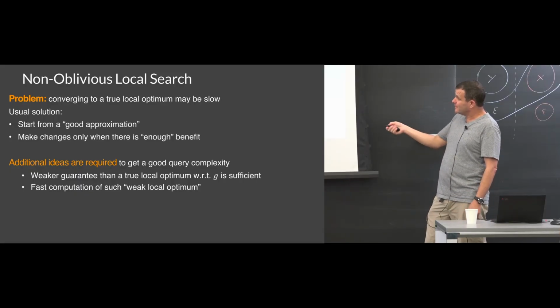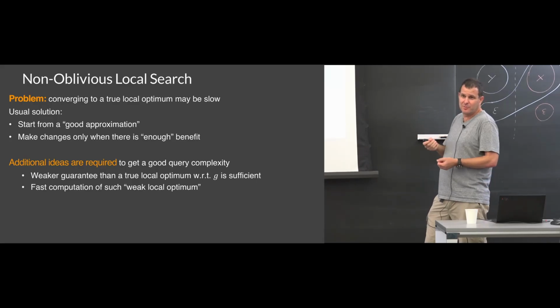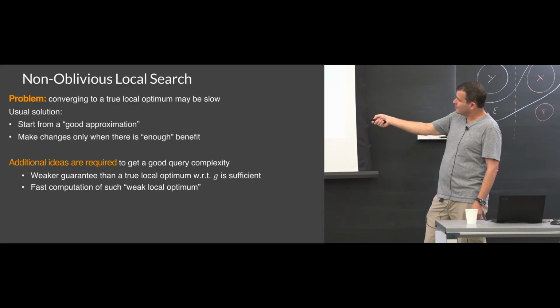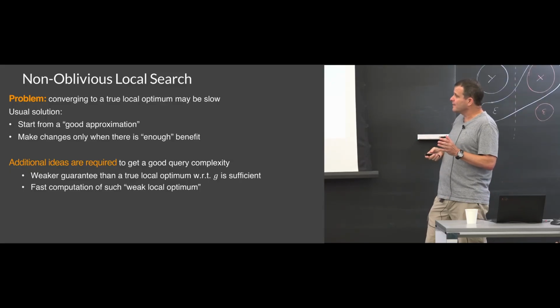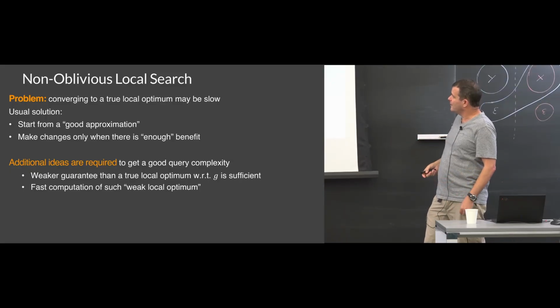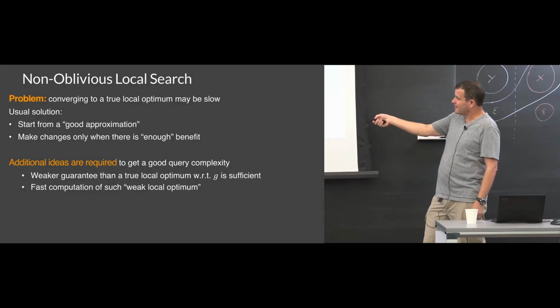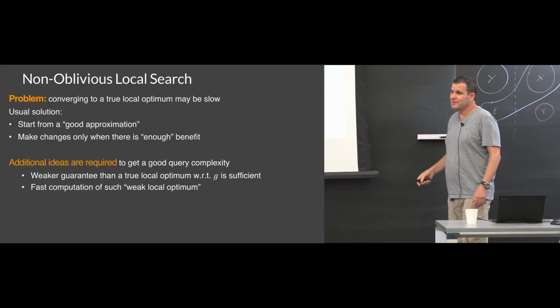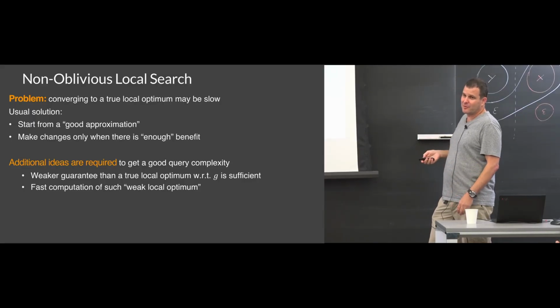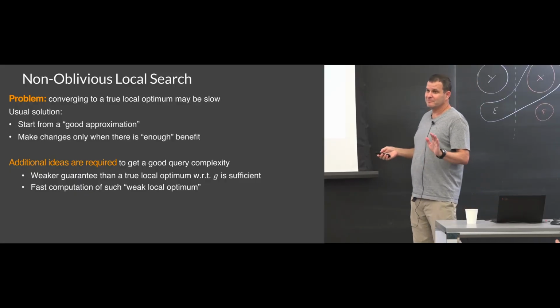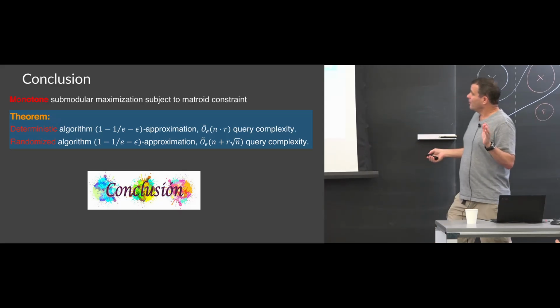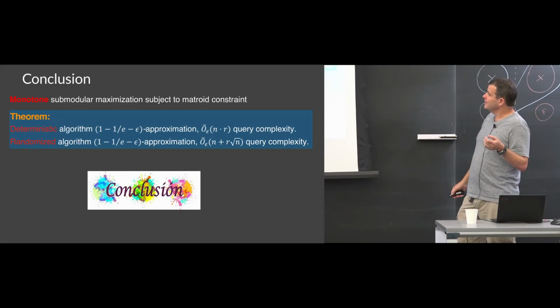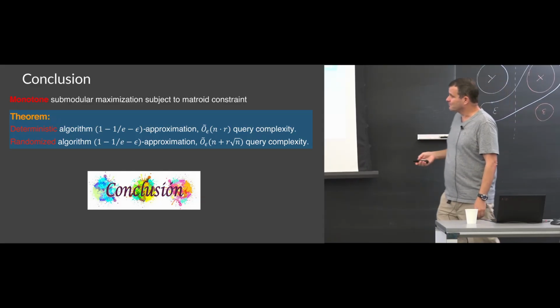But actually here we need several more ideas to get really good complexity. What we show is that we can live with a weaker guarantee, with a relaxed local optimum. And we can get this relaxed local optimum even faster. So to get the real fast algorithm, we need more ideas, but these are side details, I guess. So overall, we have 1 minus 1 over e for monotone functions. Very nice and elegant, I think.